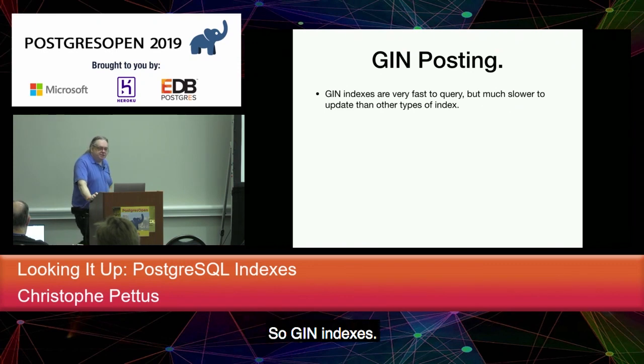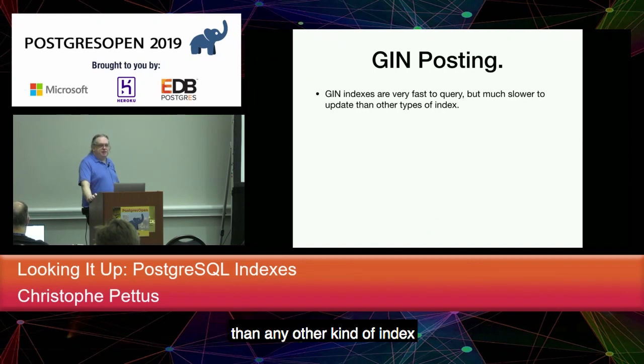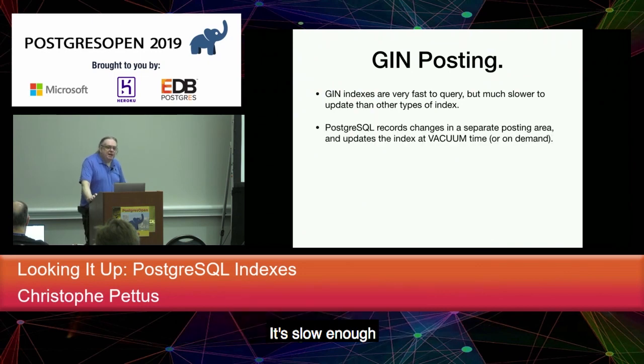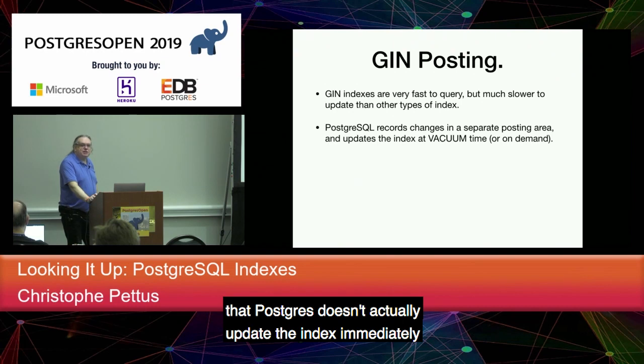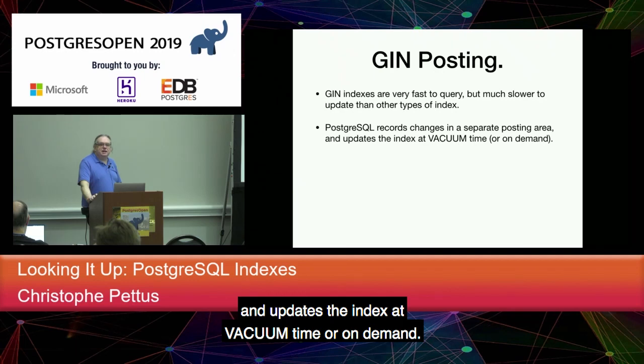So GIN indexes. GIN indexes are very, very fast to query, but they're much slower to update than any other kind of index because you have all these B-trees that you have to mess around with. And sometimes you have to make decisions on when to break pages and do all this kind of stuff. It's slow enough that Postgres doesn't actually update the index immediately when you do an insert. It stores them in a separate posting area and updates the index at vacuum time or on demand.